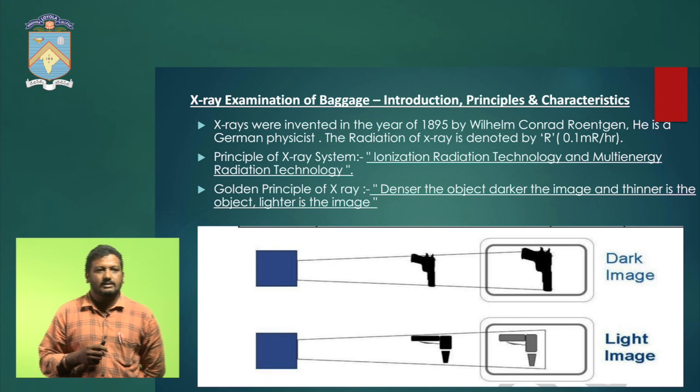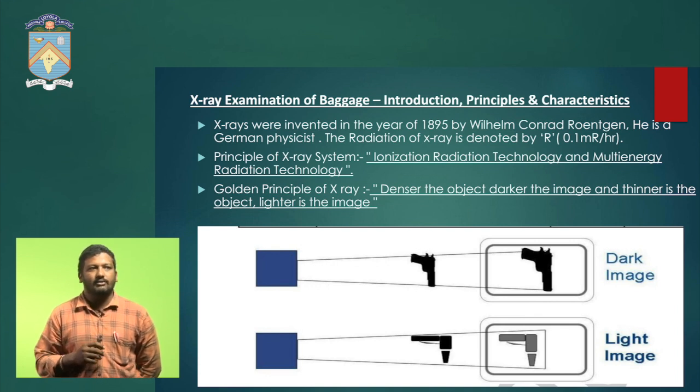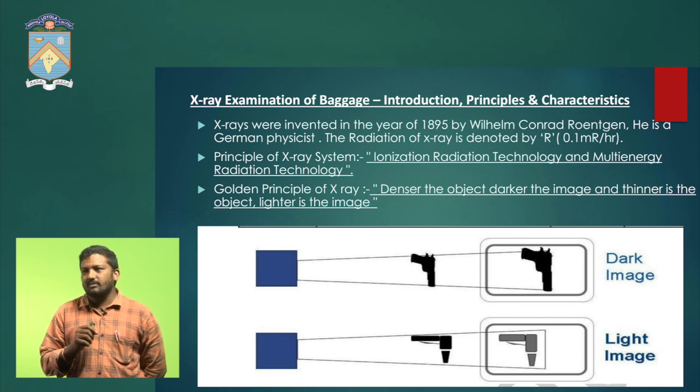X-rays were invented in the year 1895 by William Conrad Roentgen. He is a German physicist and he invented the radiation of X-rays. Now the principle of X-ray is ionization radiation technology and multi-energy radiation technology. There is also a golden principle for this X-ray. So what is that golden principle?